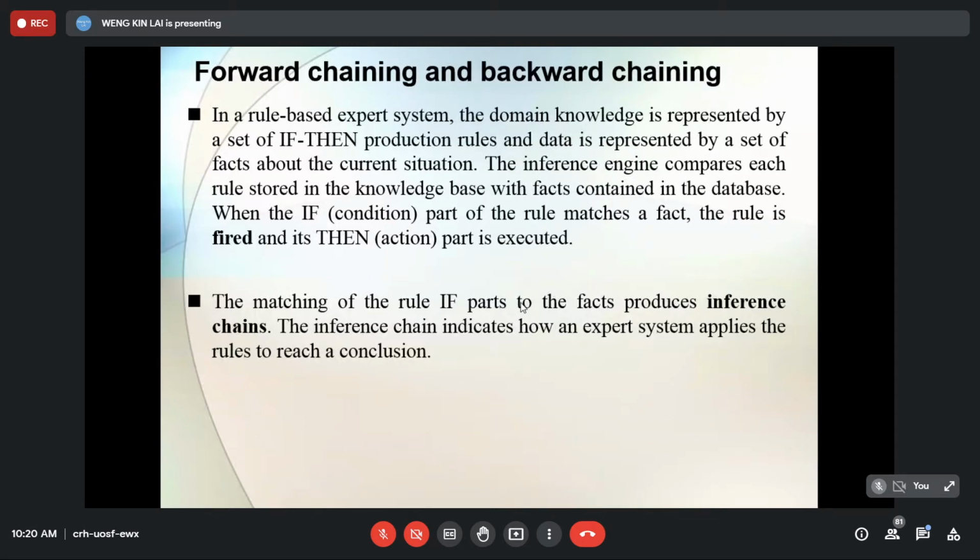So this is then what produces what we call an inference chain. Each rule will produce an inference chain, by matching of the rules that fire. Now, it is this inference chain that indicates how an expert system applies the rules to reach a conclusion. So there's a series of inference chains, as you will see later on, right? This is where we sort of stopped last time. So now we talk about, okay, right, then we have this.